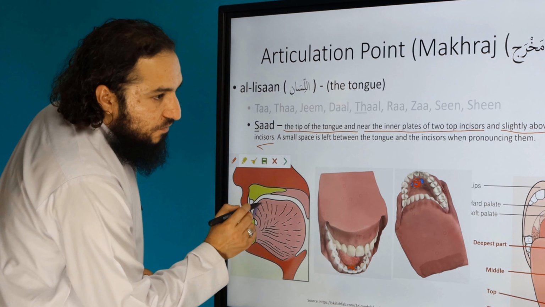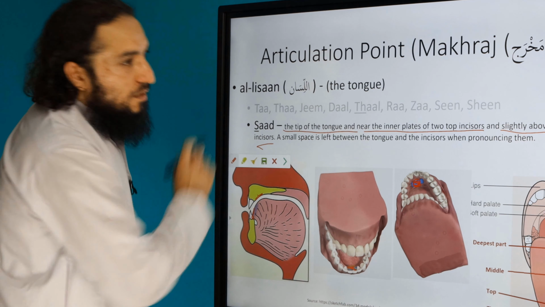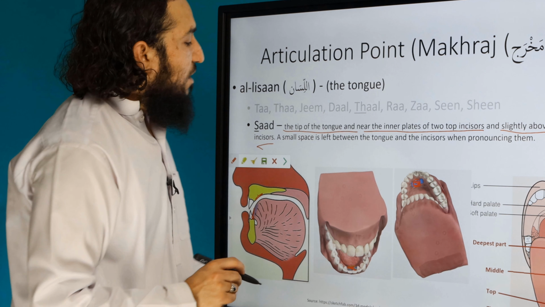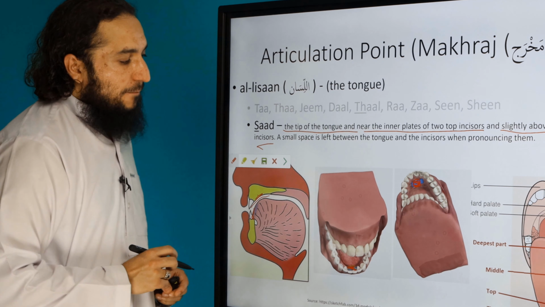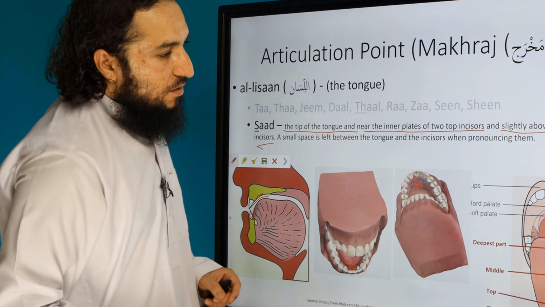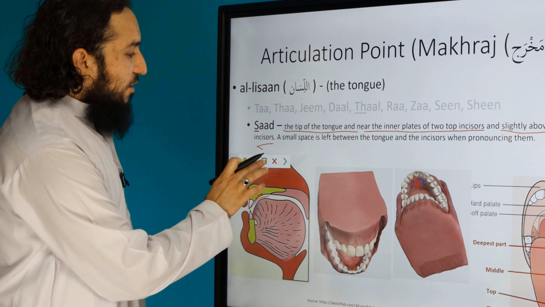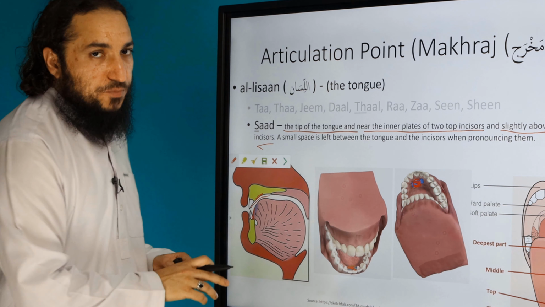So the first one is the tip of the tongue here, near the inner plates here, and this one is slightly above the lower incisors. So a small space is left when we are pronouncing it. Okay, so there are all the three different points of explaining the articulation point for Sad.